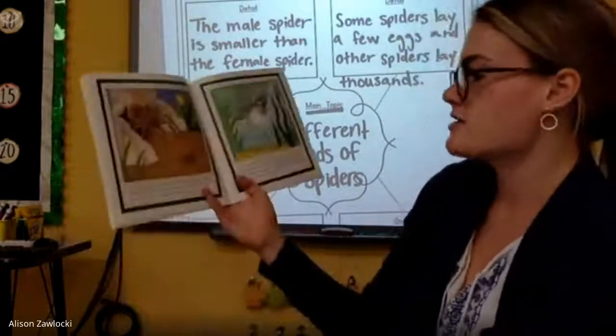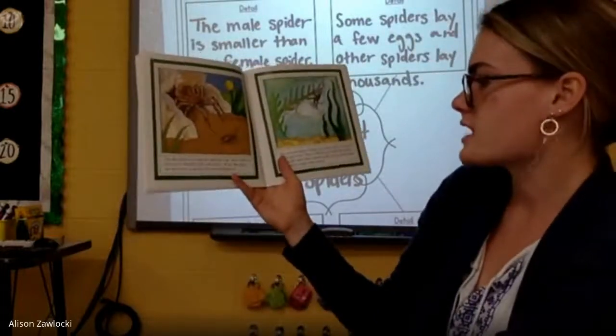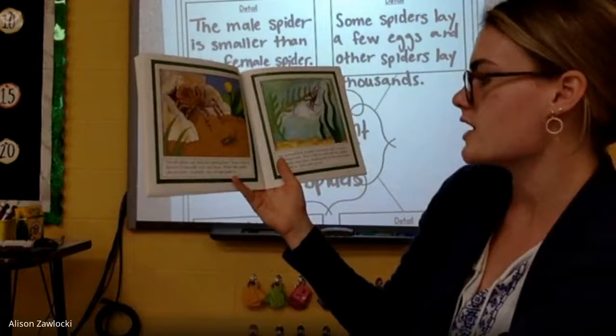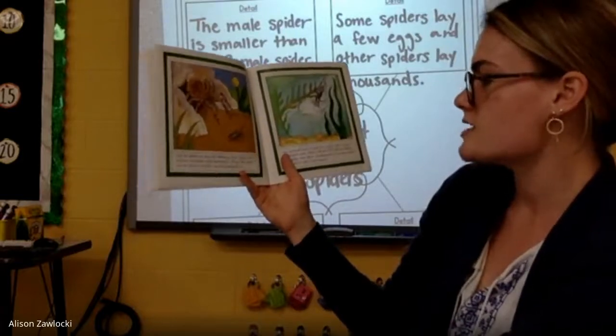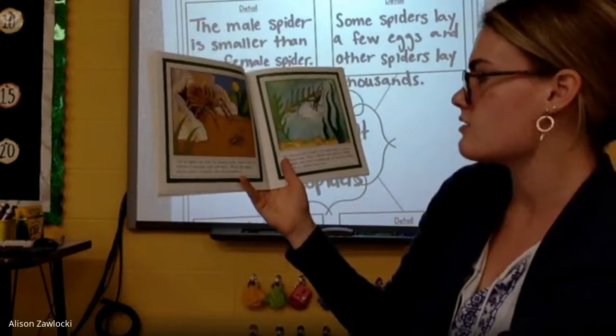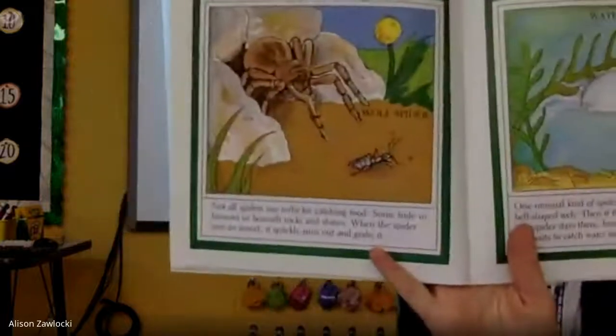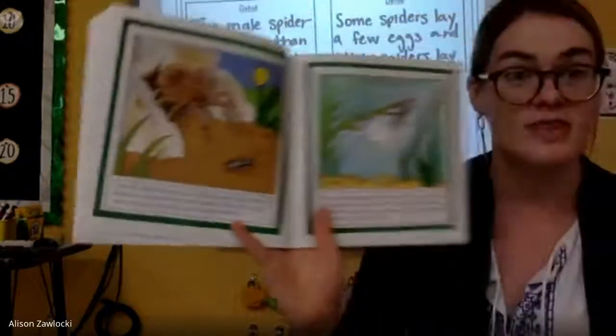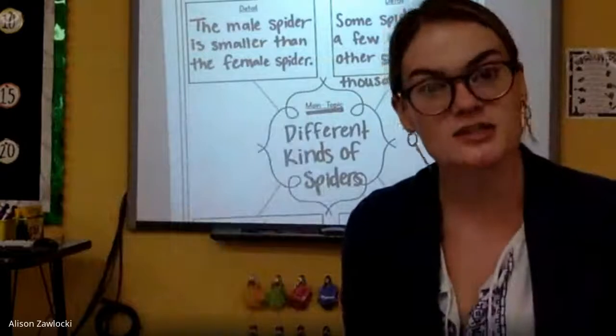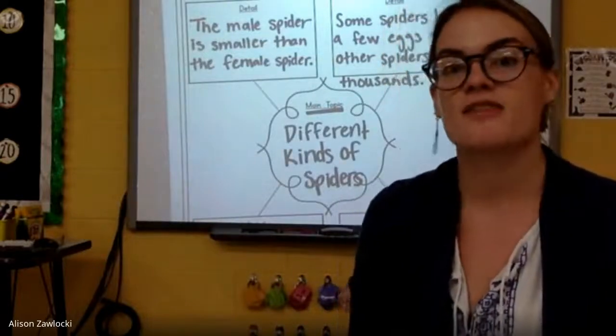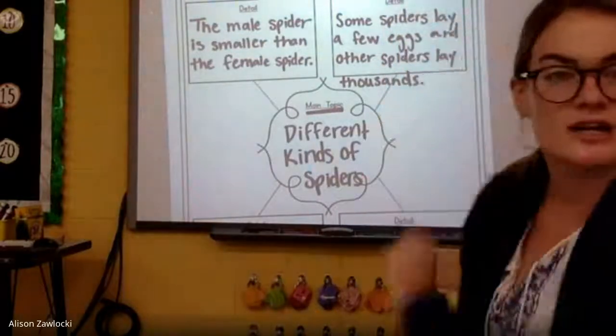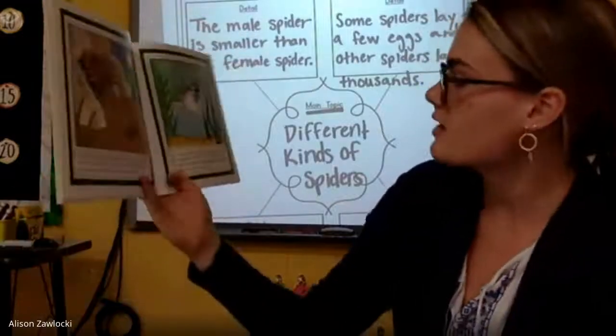Not all spiders use webs for catching food. Some hide in burrows or beneath rocks and stones. When the spider sees an insect, it quickly runs out and grabs it. So some, like a wolf spider, don't even use webs. That is a key detail that proves that our main topic is different kinds of spiders.